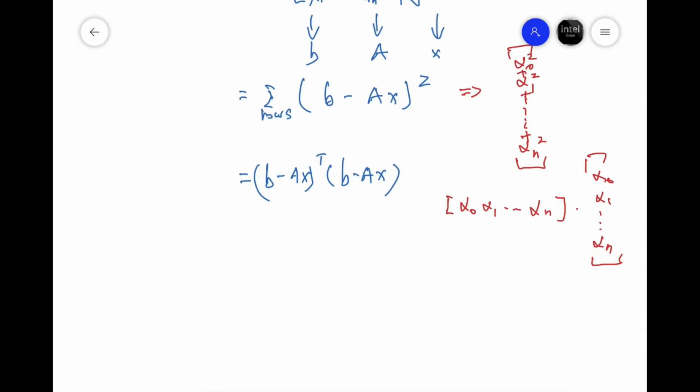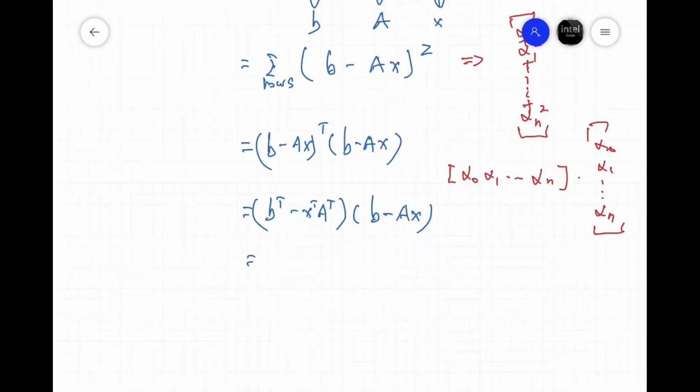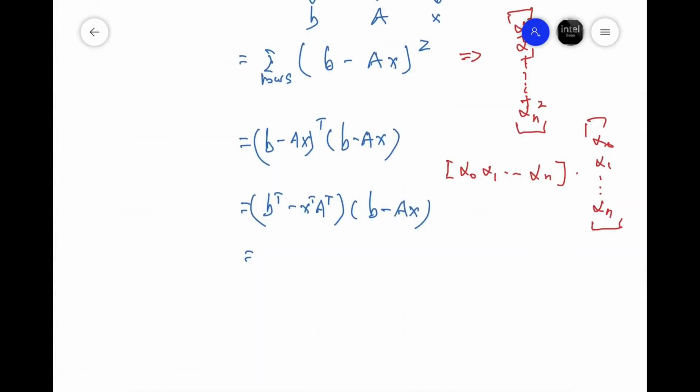Now we can use some tricks that we learn from our linear algebra. For example, let's take the transpose into the values inside the parentheses. Then we have B transpose minus X transpose times A transpose. Naturally, we apply the distributive law, and continue on the second part.